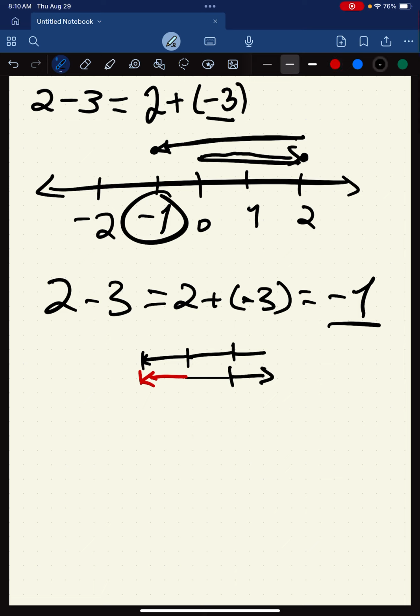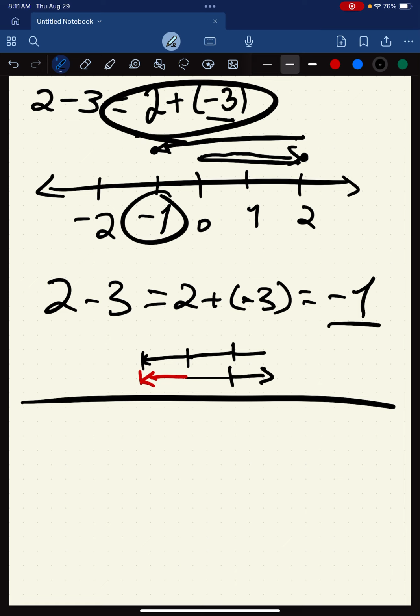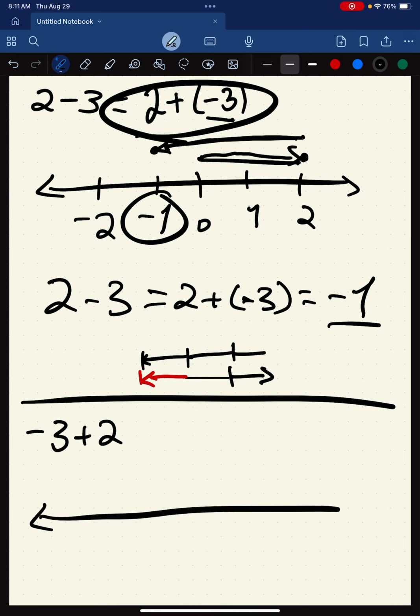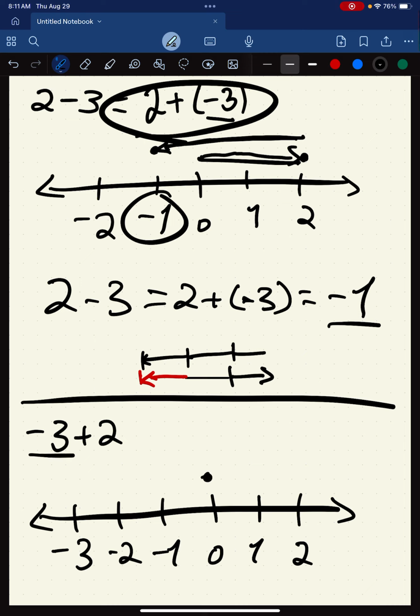Hopefully that makes sense. We'll do one more before we get to a different way of looking at this. I just prefer to start with the number line. We're just going to flip this on its head and say negative 3 plus 2. What is that? We start at negative 3, negative 2, negative 1, 0, 1, 2. We're going to go to the left 3, which is what this means, the opposite of 3. So we go 1, 2, 3, and then we go to the right 2. 1, 2. Just as we said before, it's negative 1.